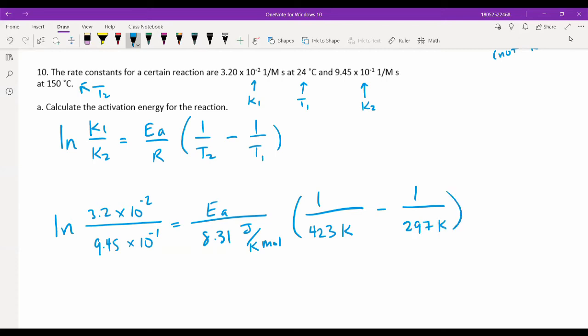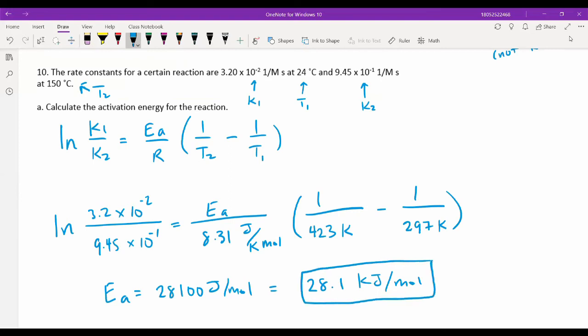And again, putting those 24 degrees Celsius and 150 Celsius into Kelvin, we get those numbers. Solving for activation energy, we get something in joules per mole, which we can then put into kilojoules, how it's normally written. So you should get a positive number. If you get a negative activation energy, you probably flipped around the values of T1 and T2. You can't have that.